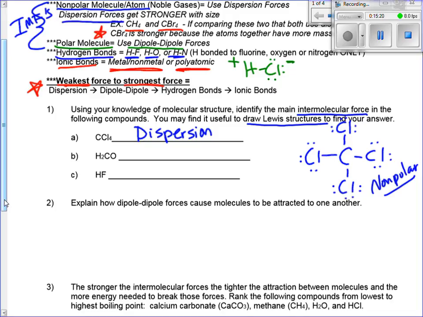Here we're looking at formaldehyde, H2CO, okay? We were looking at it on the previous worksheet. I think it was on there. If you draw this one, the C is double bonded to the O, and you have H and H attached to the C, okay? Don't forget your oxygen would have lone pairs on it as well.